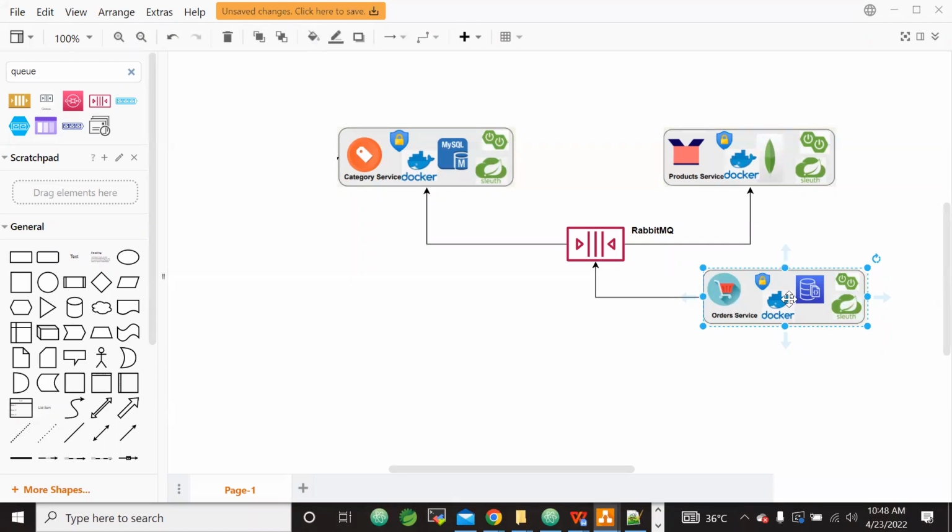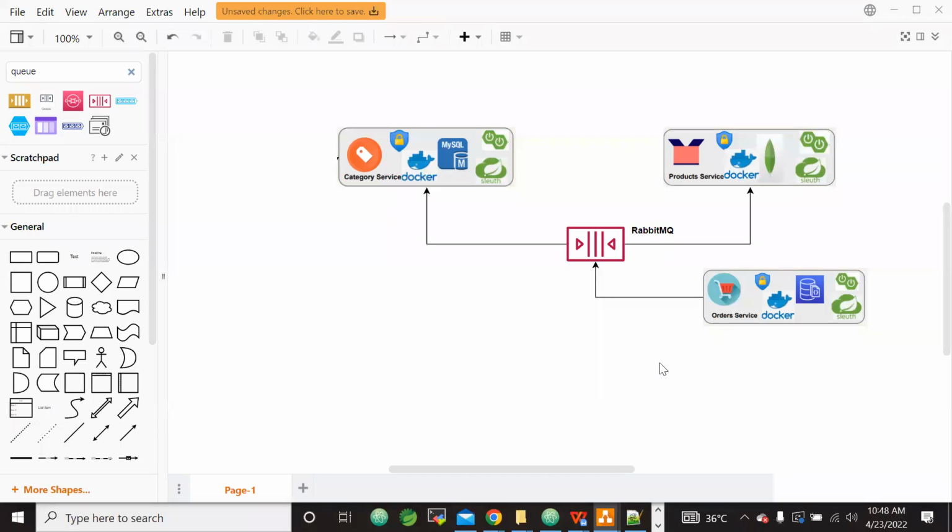So now what will happen if that is the situation? The order service also needs to consume the updates of the category, right? Updates in the category also need to be taken by this order service.